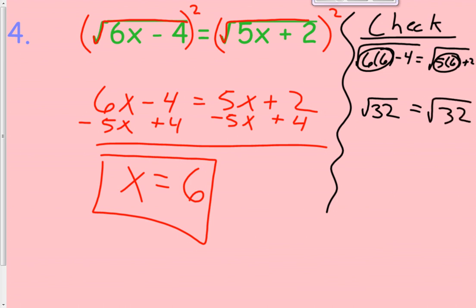So on the left, we get square root 32. On the right, we get square root 32. So square root 32 equals square root 32. This checks out. Now our answer, we know, is x equals 6. So hopefully that was pretty basic. We solve equations by taking inverse operations on both sides. Once you get your solution, make sure you check your work.